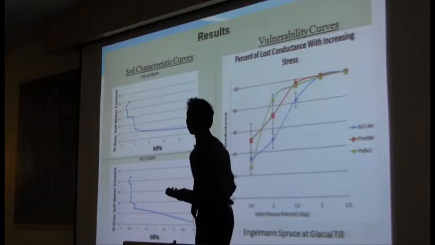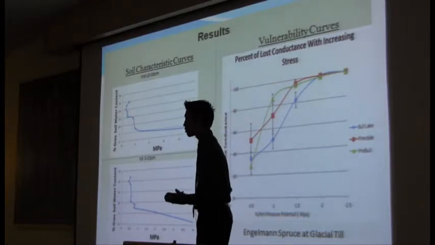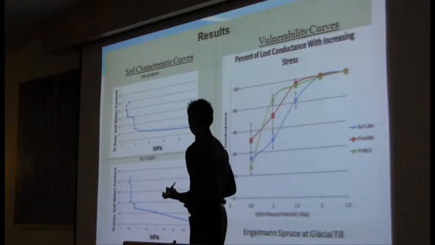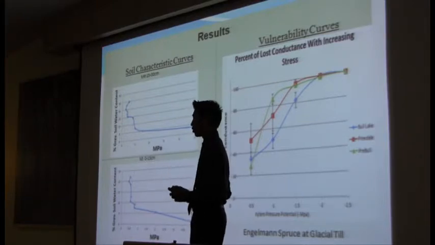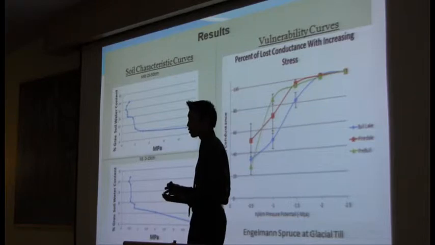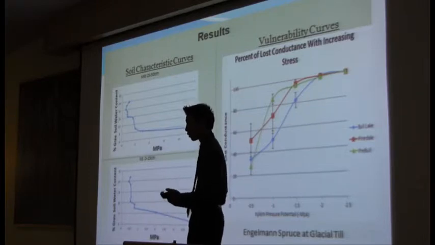Here are my results for my flow characteristic curves, or water release curves, and my vulnerability curves. The reason why these are all connected is because they all use negative megapascals. What is negative megapascals? It's almost like the opposite of pressure. Instead of applying pressure, you're doing more of a sucking motion, or like a vacuum.